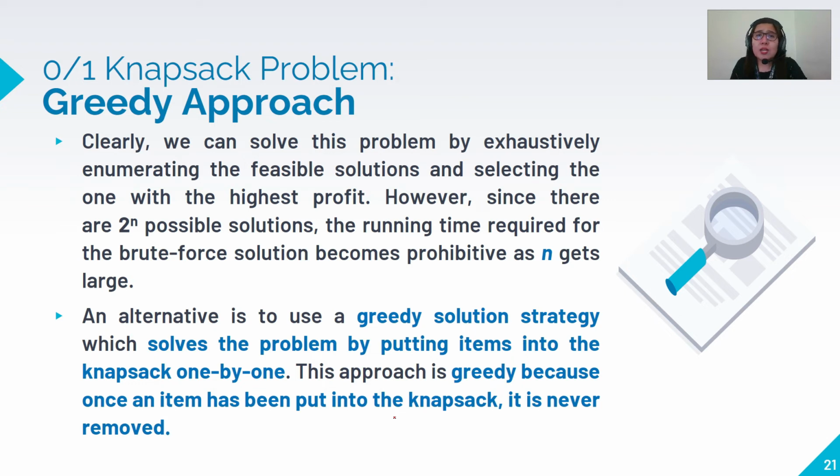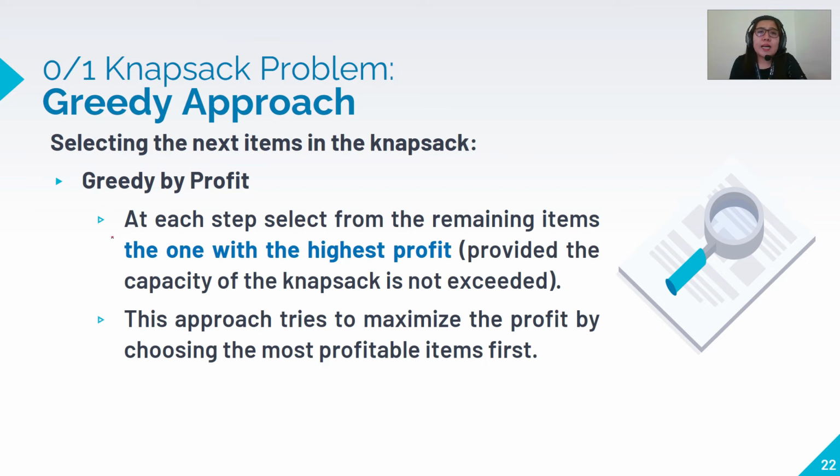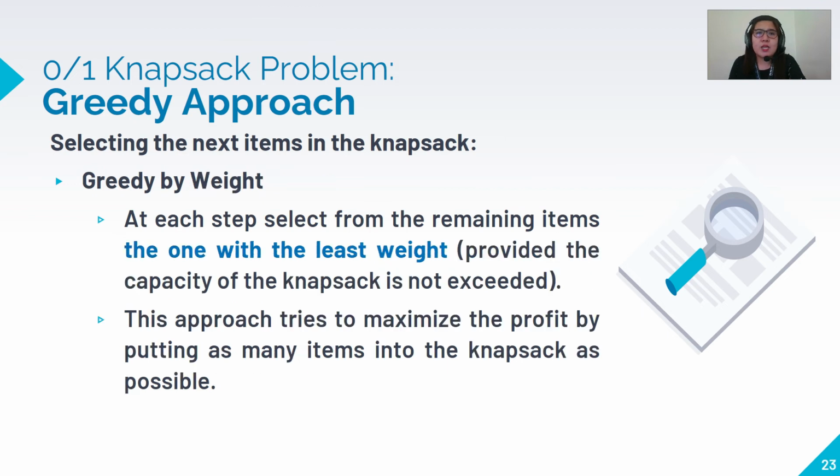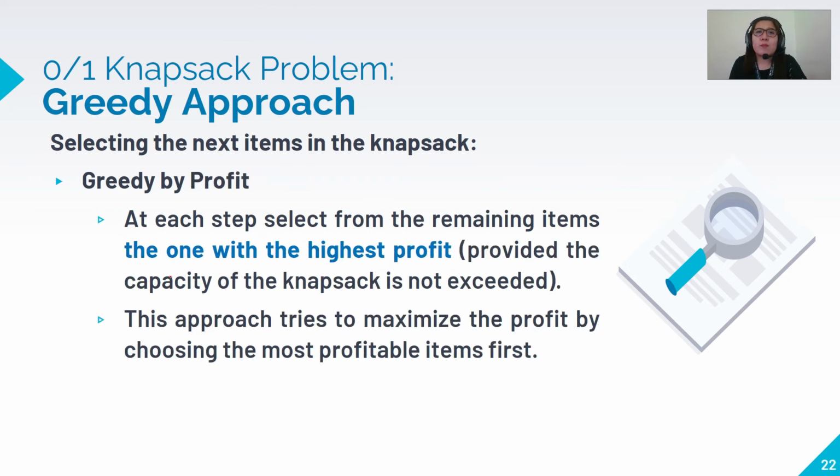As an alternative, we use the greedy solution strategy, which solves the problem by putting items into the knapsack one by one. This approach is greedy because once an item has been put into the knapsack, it is never removed. So we will select the next items in the knapsack by profit, by weight, and by profit density. So let's start with by profit.